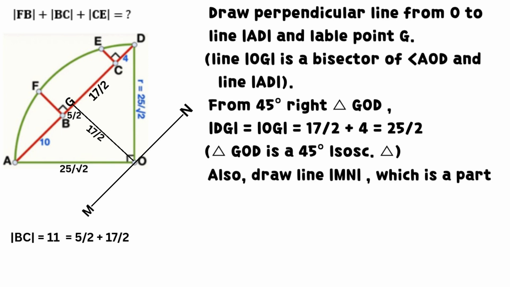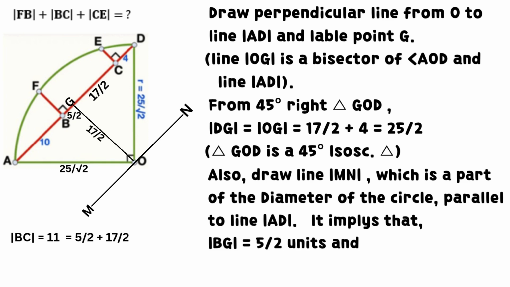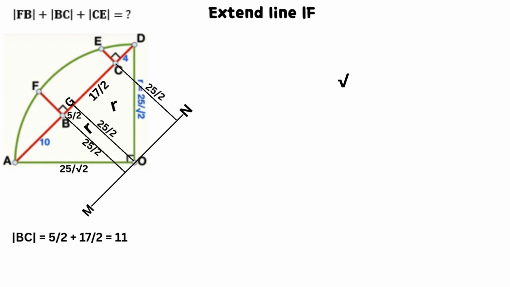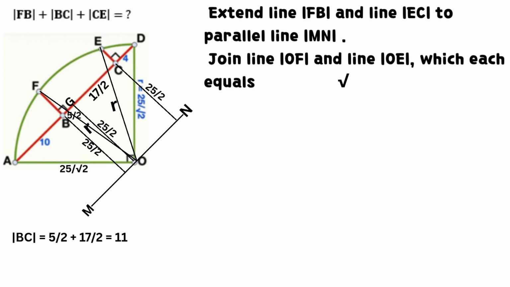Also, draw line MN, which is a part of the diameter of the circle, parallel to line AD. It implies that line BG equals half of 5 in units. Also, line CG equals half of 17 in units. Extend line FB and line EC to line MN. Join line OF and line OE, which each equal r, the radius of the quarter circle.